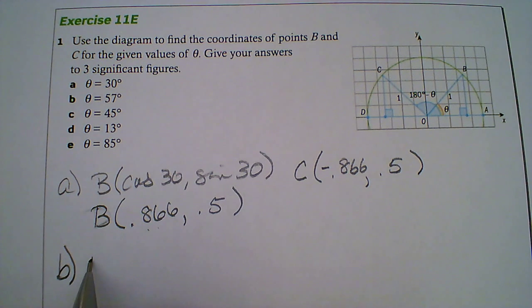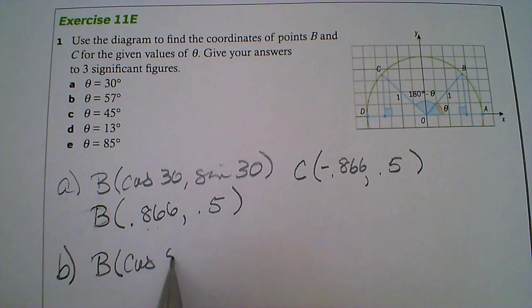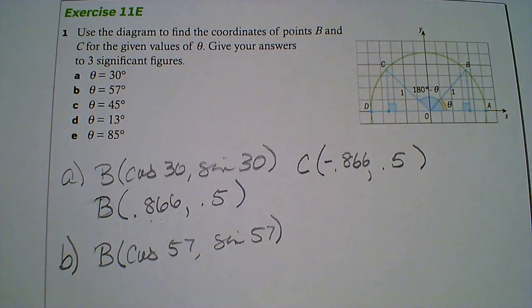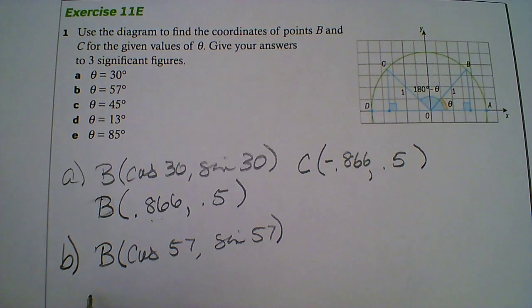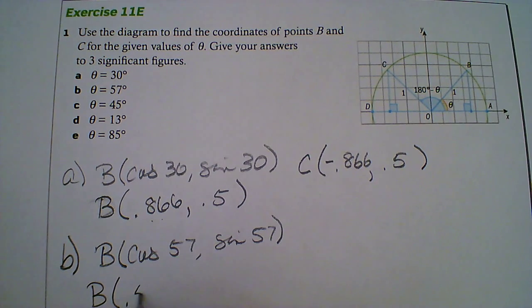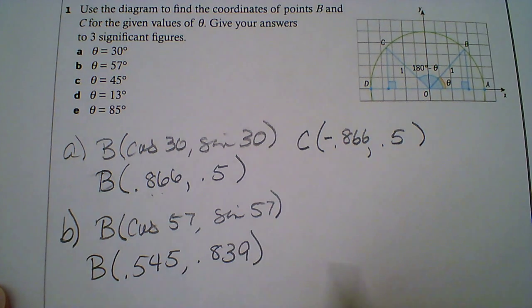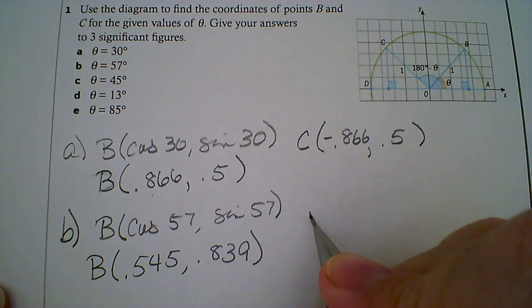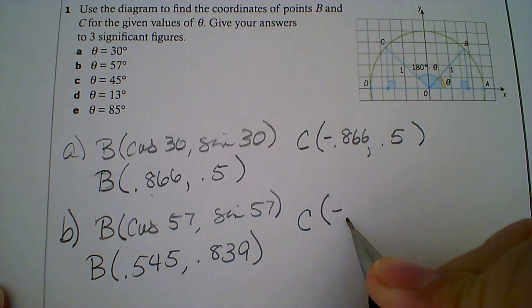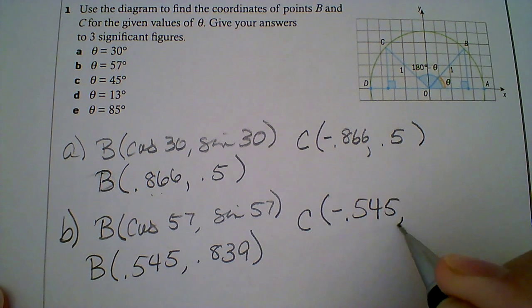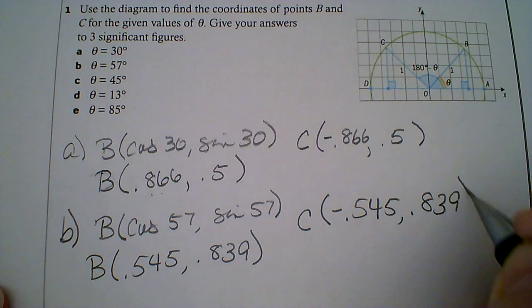All right, so now let's do B. 57 degrees. So for B in this case, I'm going to find the cosine of 57 and the sine of 57. And once I do that on my calculator, I find that that's going to give me 0.545, 0.839. So what does that mean for point C in this case? It's the opposite of the cosine, and the sine stays the same.